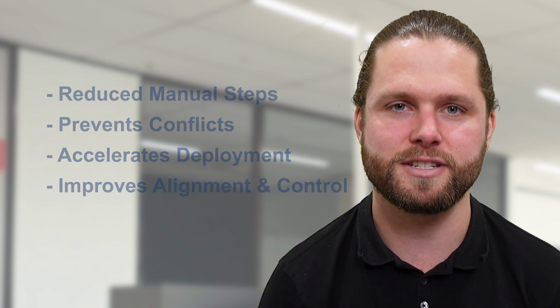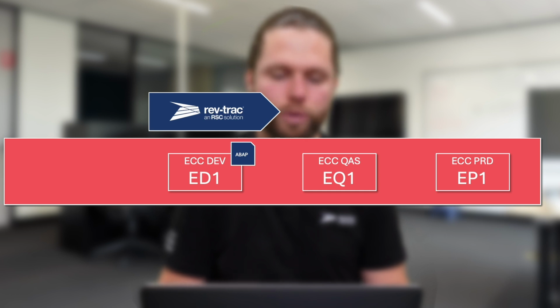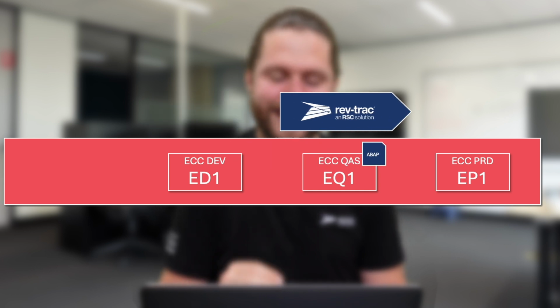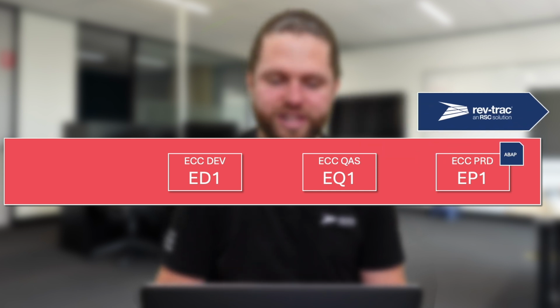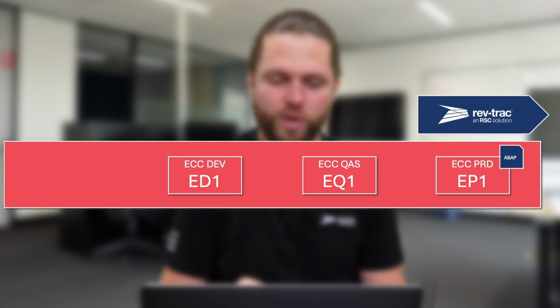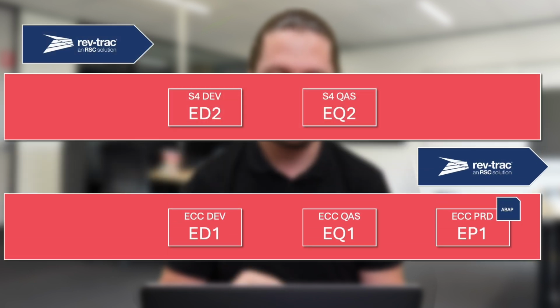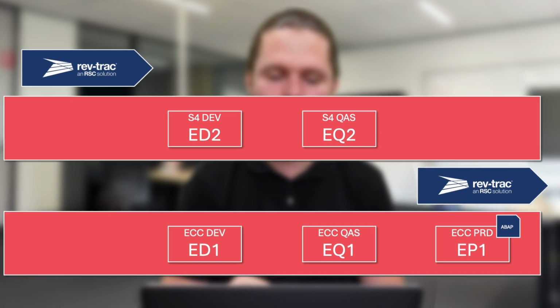and project landscapes. In this demonstration, we'll be using Rev-Trac to migrate a change through an ECC landscape consisting of an ED1, EQ1, and EP1 system. When we deploy our change to the EP1 production system, we'll use Rev-Trac to clone this request with the intention of retrofitting our change to our S4HANA project track, containing an ED2 and EQ2 system.